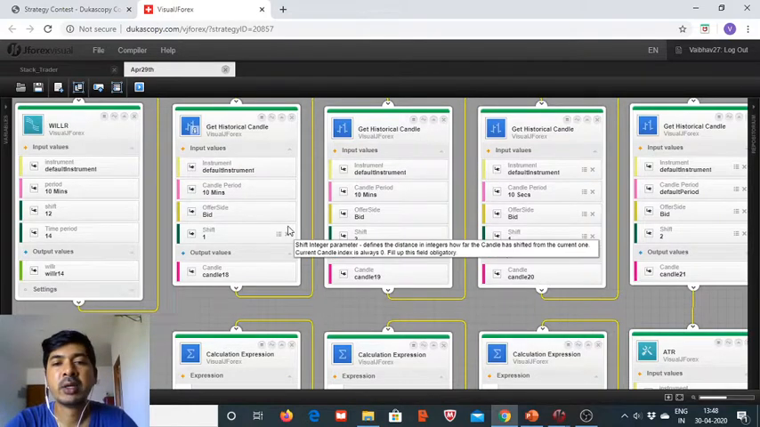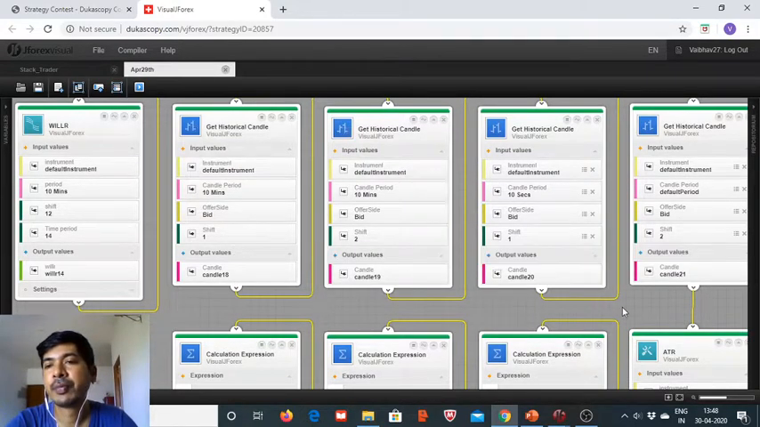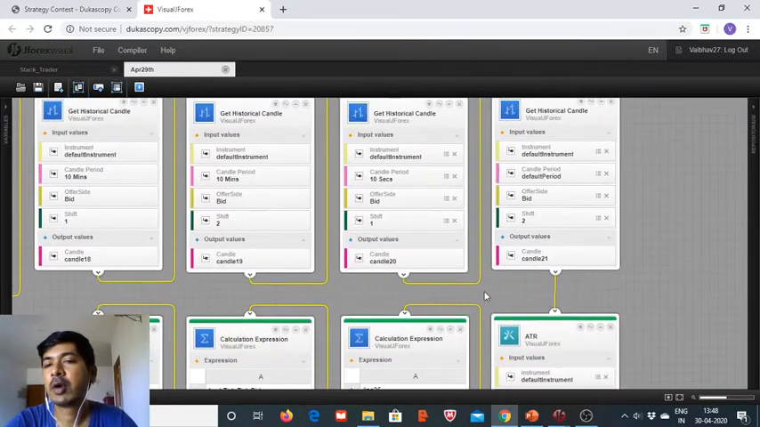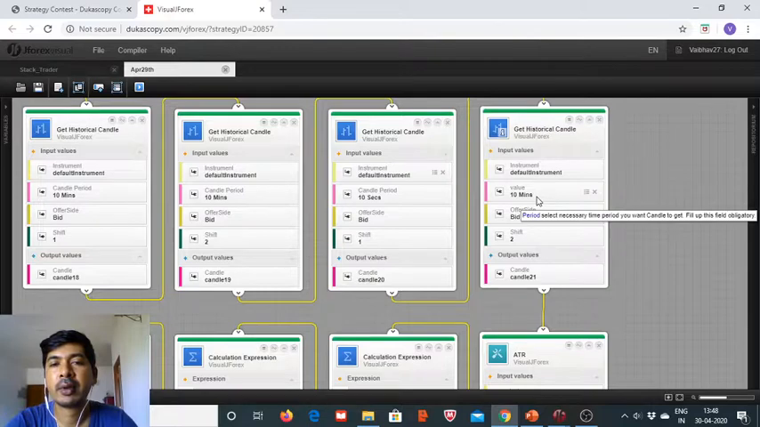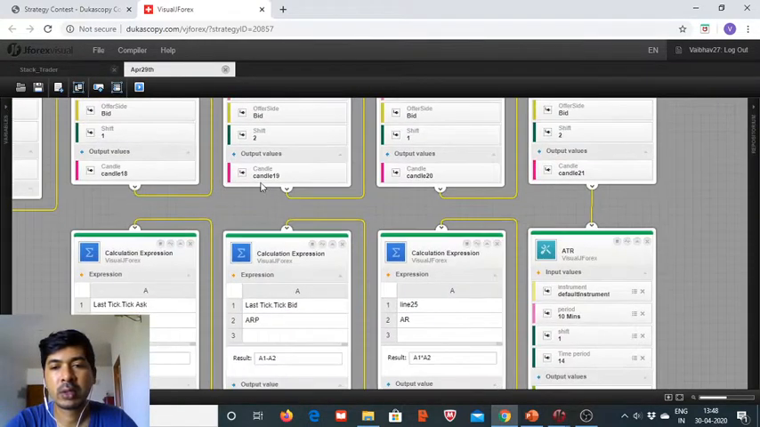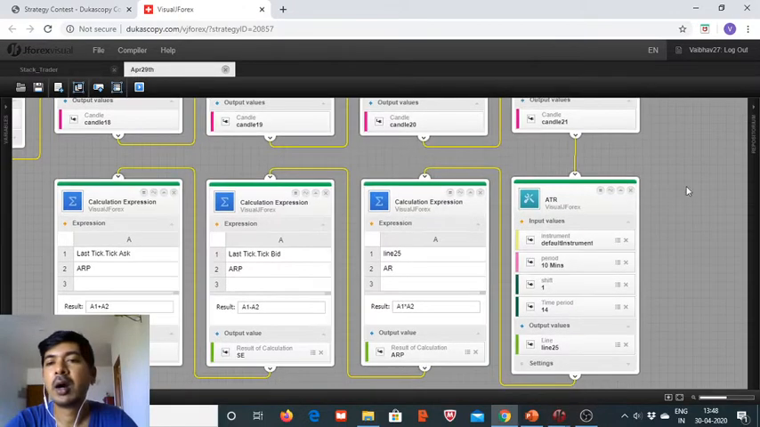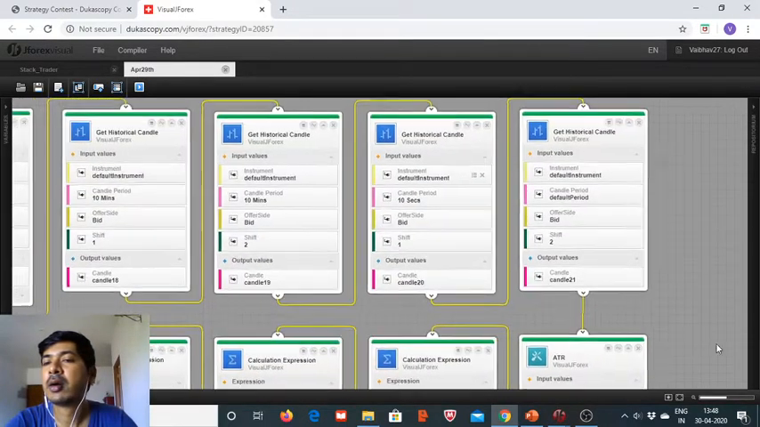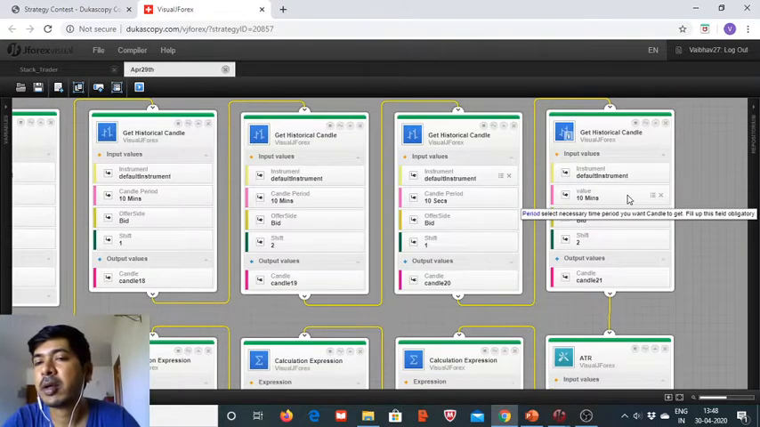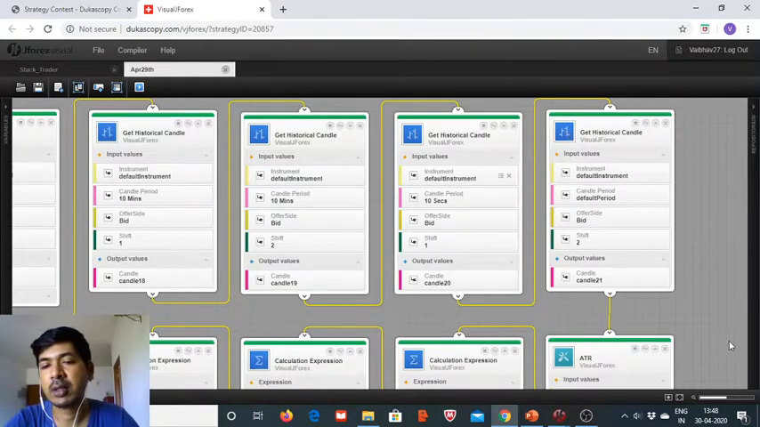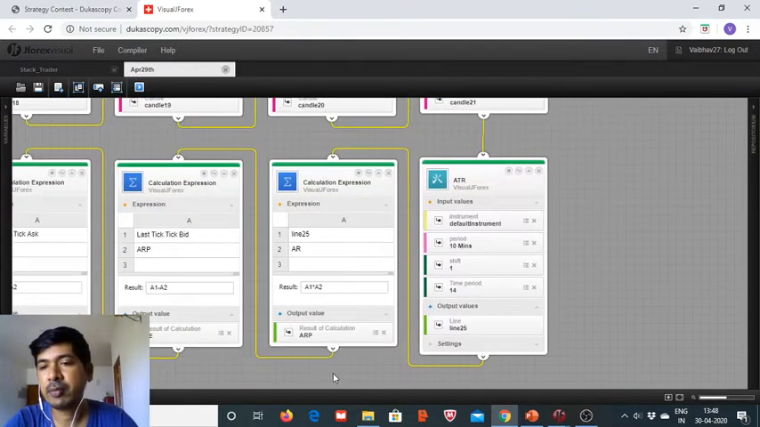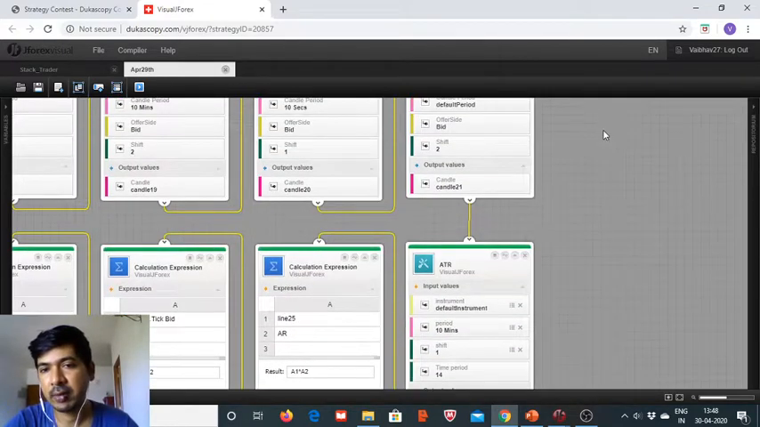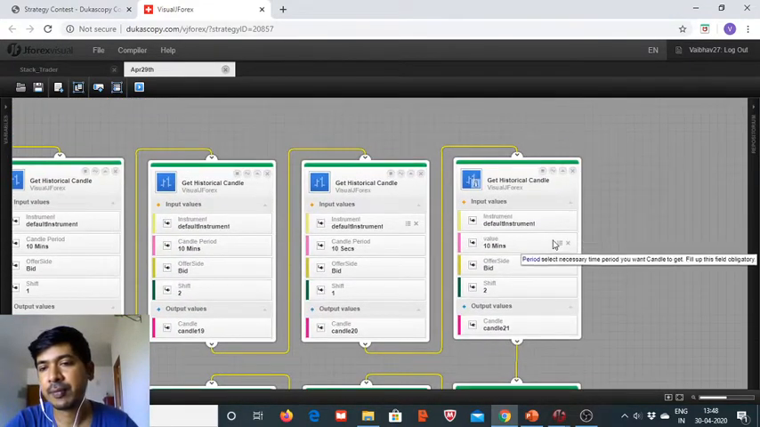Here also shift 1 and shift 2. Then we got the historical candles, shift 1 and shift 2. I think here we overlooked this in yesterday's session. It should be 10 seconds, so we have overlooked this, and in a hurry I forgot to change the time frame, so pardon me for that. We will do it today.